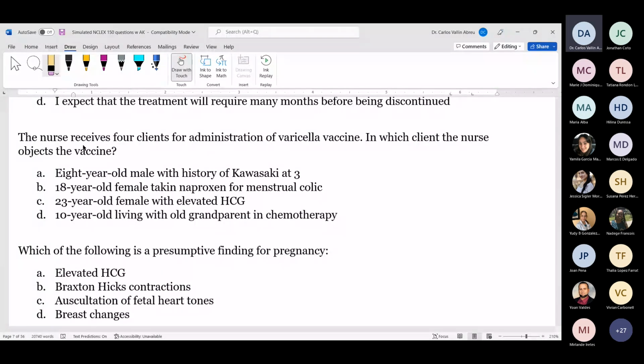The nurse receives clients for administration of varicella vaccine. Two persons come to you to be vaccinated for varicella. In which client does the nurse object to the vaccine? An 8-year-old male with history of Kawasaki at 3; an 18-year-old female taking naproxen for menstrual colics; a 23-year-old female with elevated HCG; a 10-year-old living with an old grandparent in chemotherapy.